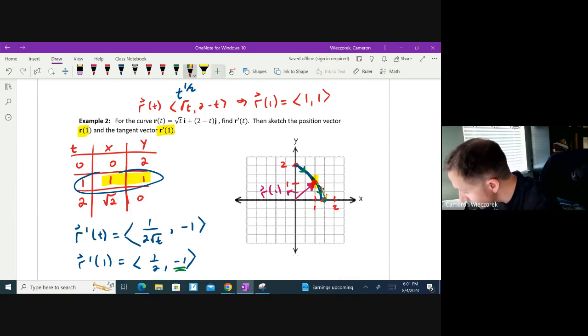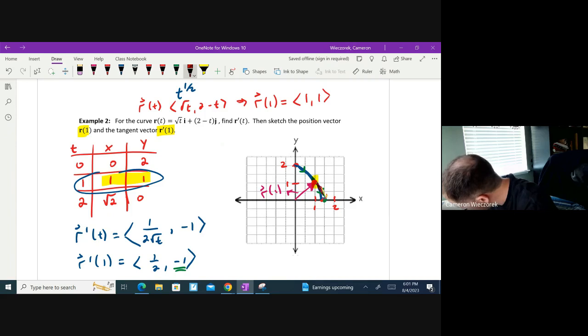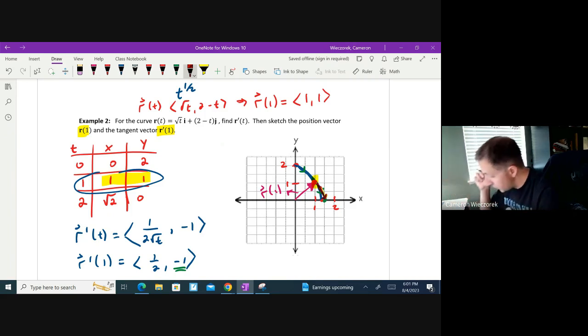Yeah, that's kind of hard to see. Let me pick something. There's so many different colors I can pick with this program. There we go. So you can see it's tangent to the blue curve, and it moves in the direction of that curve. So that would be my tangent vector.